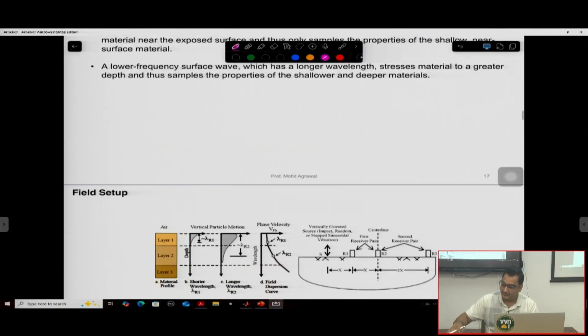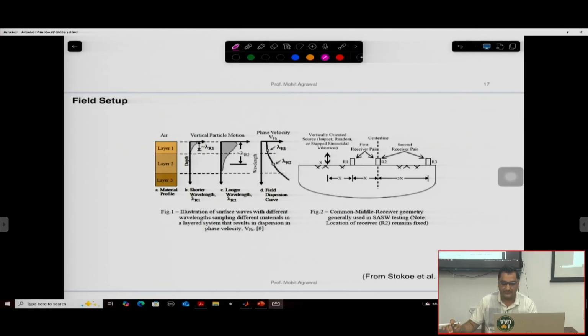For this purpose the field setup may look something like this. You can see there is a source here and a receiver, and if the source to receiver distance is x, then the distance between receivers will also be the same. Thereafter you have the recording and you can change the setup and replace R1 with R3, and your distance will change to 2x, and you keep on repeating it, and then you will get nicely looking dispersion curves. Then you integrate them together in order to get a composite dispersion curve.